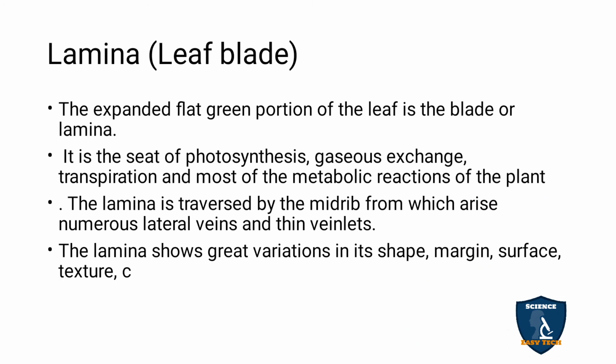Lamina, the leaf blade. This portion is called the lamina. Okay. The lamina is the green part, it possesses the veins and is helpful in photosynthesis, gaseous exchange, transpiration and metabolic reactions of the plant, which take place in this lamina. When you take a transverse section of the lamina, in the veins and veinlets you can see the vascular bundles present in it.